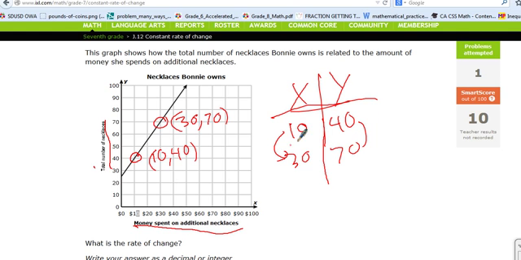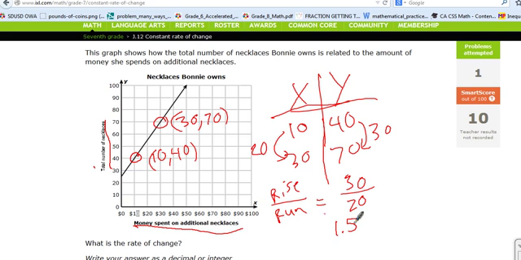I'm going to find the difference. So from 40 to 70, 40 plus 30 will give me 70. So the difference is 30. And here my difference is 10 plus 20 will give me 30. So here, I'm going to put my rise over run. Rise over run is going to equal 30 over 20. Same thing with the last problem. Just going to divide 30 by 20. If I do that, I'm going to end up with 1.5.